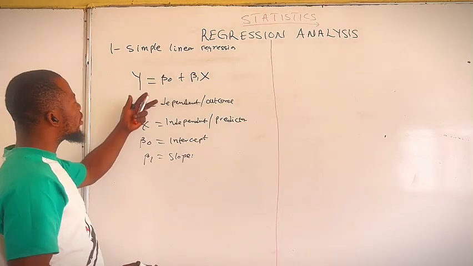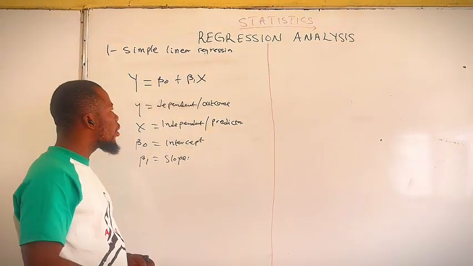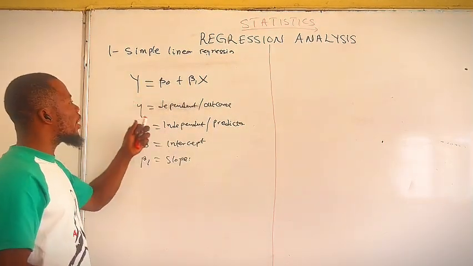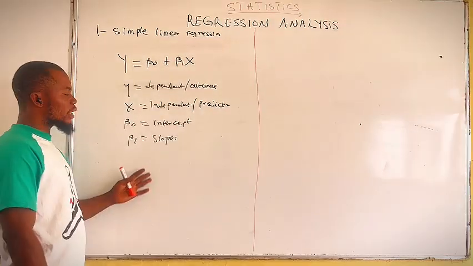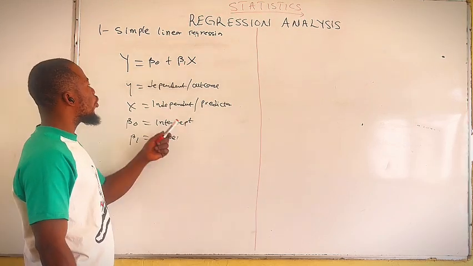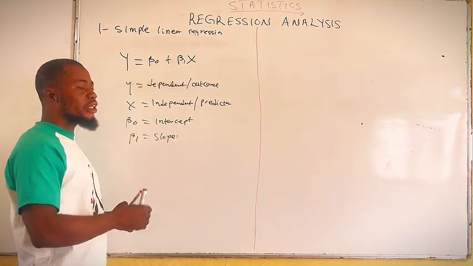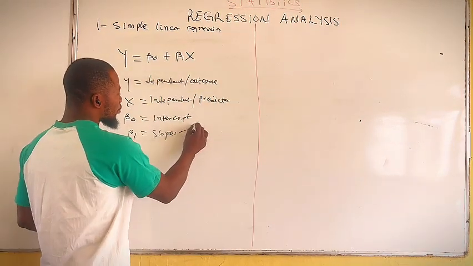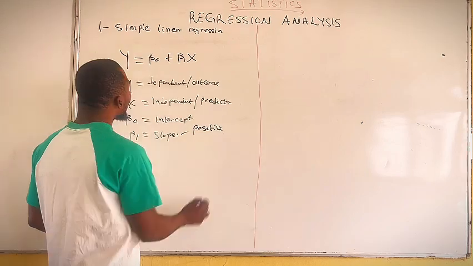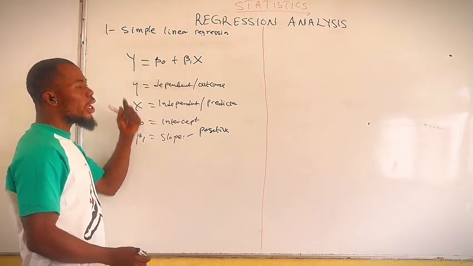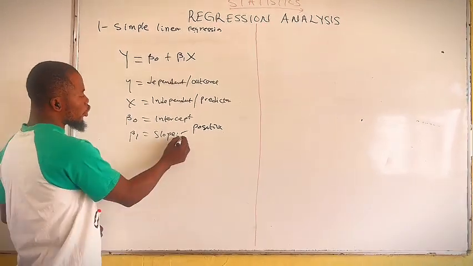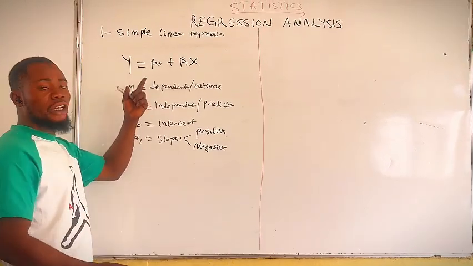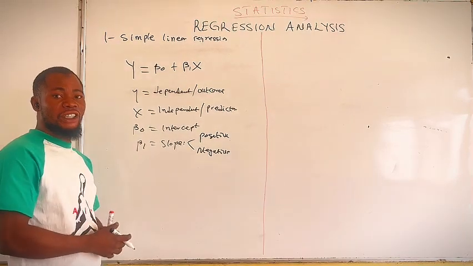Now, how can you interpret this linear equation model? The value of beta naught is the value of y if x is 0, while beta 1, which is our slope, tells us whether y is increasing or decreasing as x is increasing. If your slope is positive, it means as x is increasing, y will be increasing. While if your slope is negative, it means as x is increasing, the value of y will be decreasing.